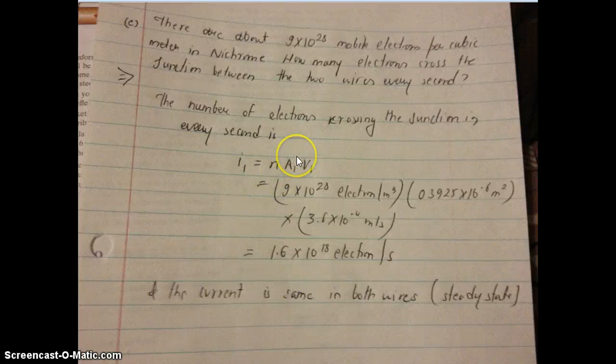Similarly, problem number C asks how many electrons cross the junction between the two wires every second. So I1 equals n A1 v1, and these are the values that we got earlier, and n is given as 9 times 10 to the power 28 electrons per cubic meter. Substituting those values, it comes out to be 1.6 times 10 to the power 18 electrons per second. And since the current is the same in both wires, that is I1 equals I2, it is the same for the thick and thin wire, since they are in steady state.